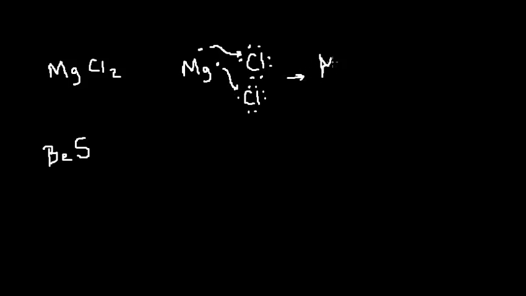So our answer is going to look like Mg, and because it lost 2 electrons, it's +2. And then chlorine, over here, it had 7 valence electrons, it gained 1, so now it's got 8, and because it only gained 1, it's got a -1 charge. Then I'm going to do that again.